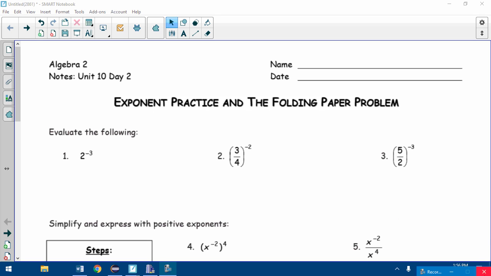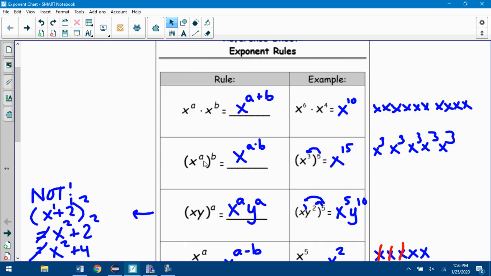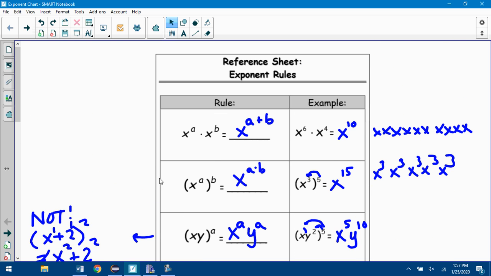All right, hello again. I've got another video for you ready to go, and this is for Unit 10, Day 2. We're still talking about exponent rules, and we're also going to do the paper folding problem. But before we get to that, I might suggest if you've still got this purple sheet nearby, pull that out. We're still going to be using these same exponent rules today.